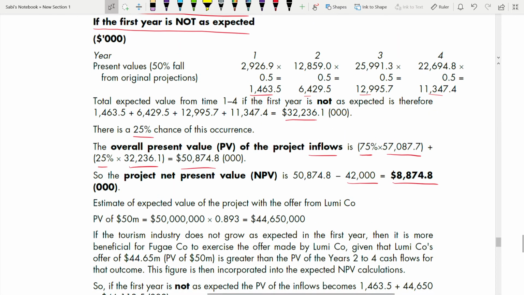Now, estimate of the expected value of the project with the offer from this. What is the expected value of the project?